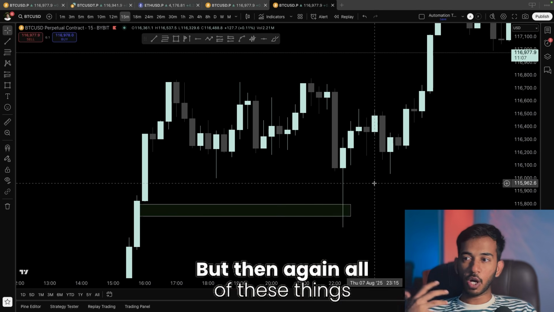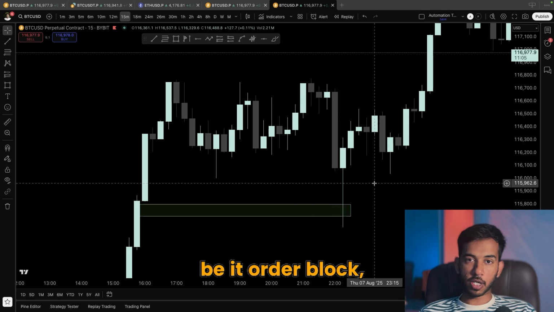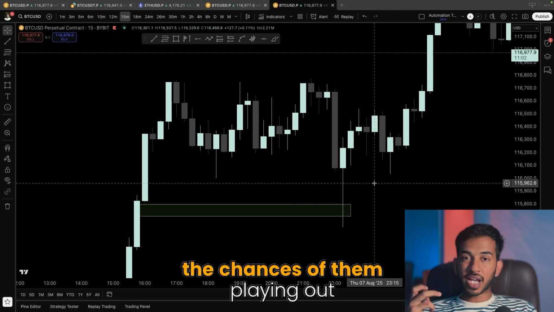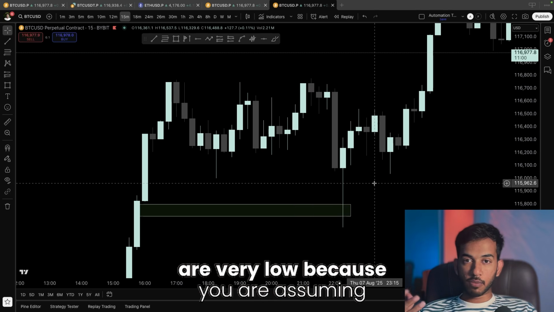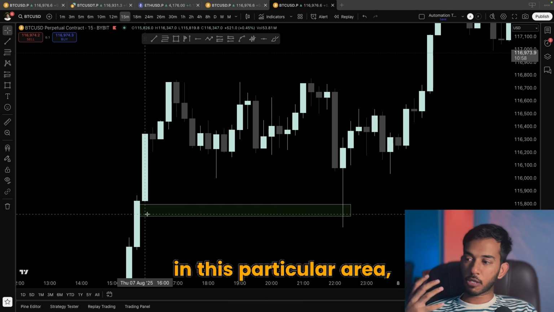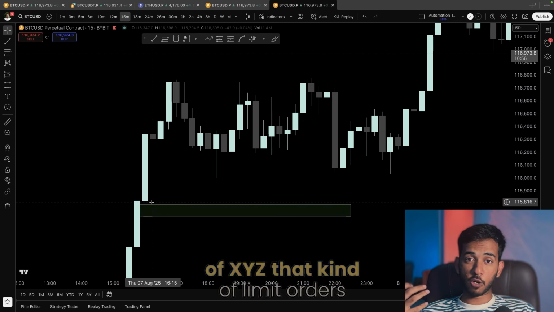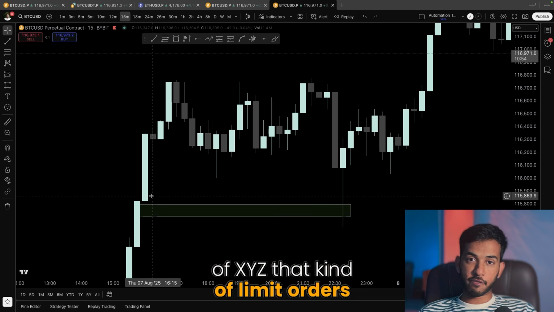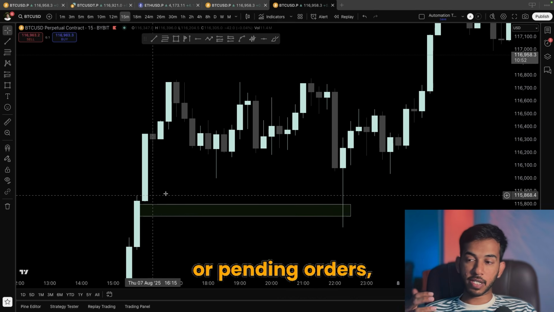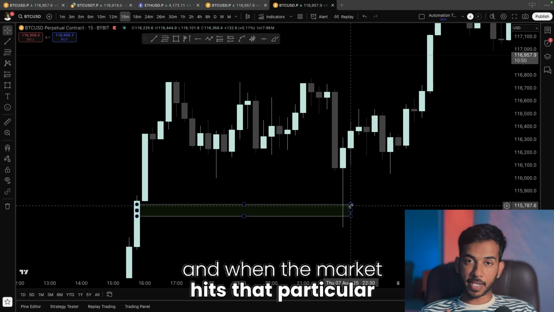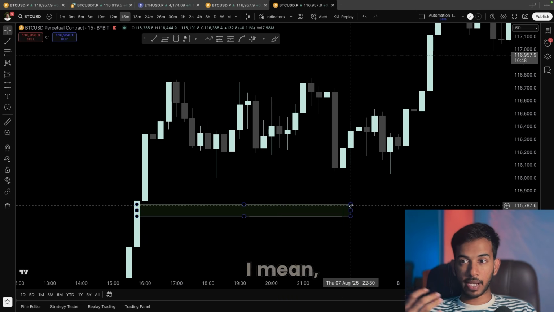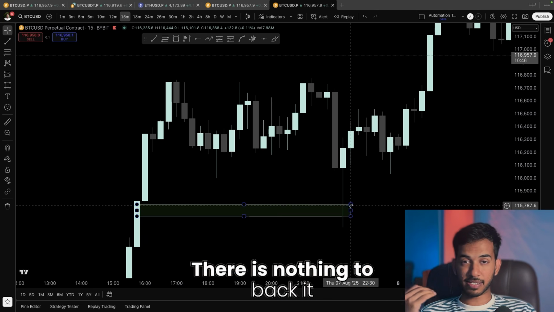But all of these things that you are using, be it order block or fair value gap, the chances of them playing out are very low, because you are assuming that in this particular area there might be a lot of limit orders or pending orders, and when the market hits that particular box, I expect it to reverse from there. I mean, that's purely assumption. There is nothing to back it up.